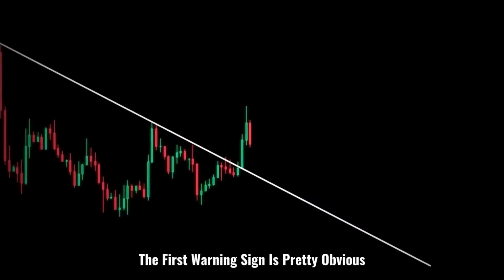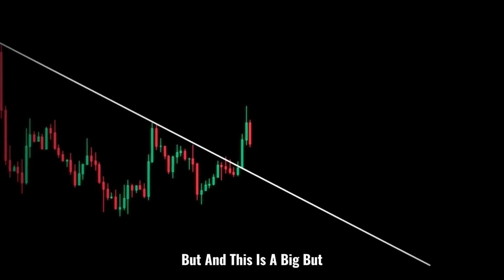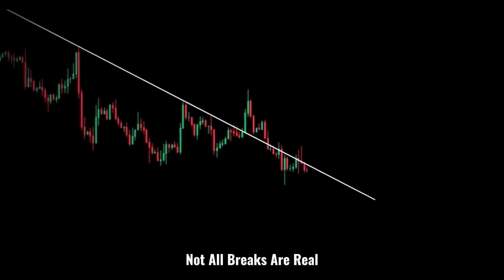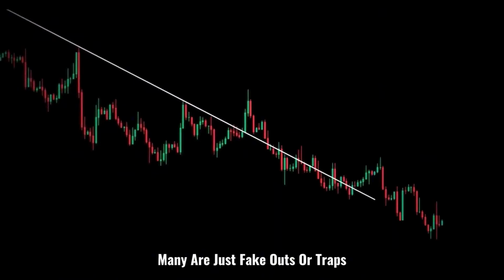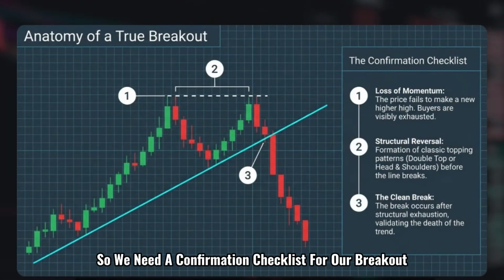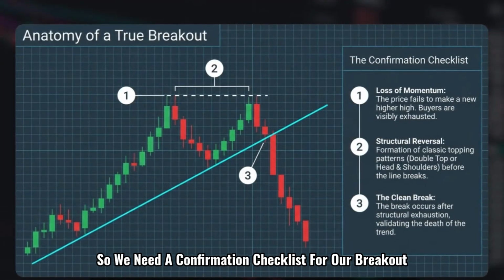The first warning sign is pretty obvious: a break of the trend line. This can be an early signal that the whole game is about to change. But, and this is a big but, you have to be super careful here. Not all breaks are real. Many are just fake outs or traps. A price simply moving across the line isn't enough. So we need a confirmation checklist for our breakout.